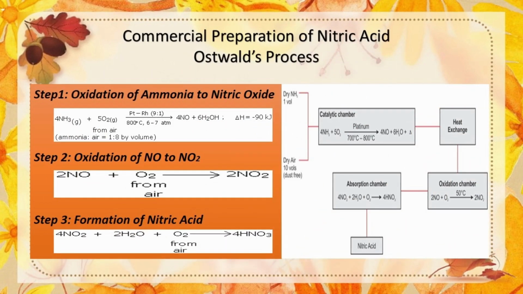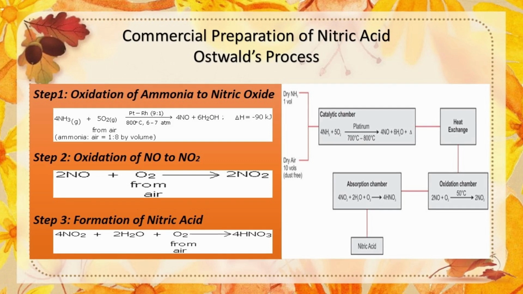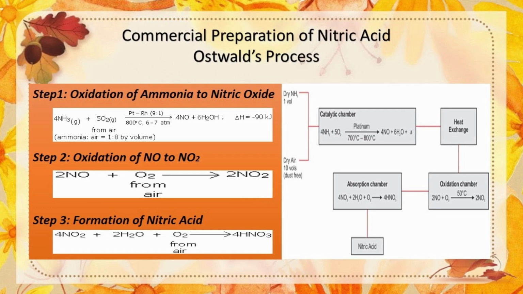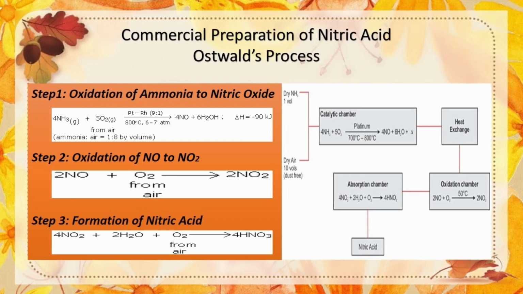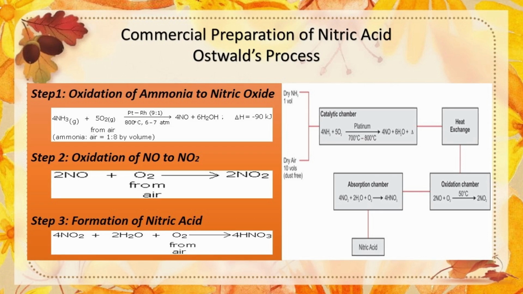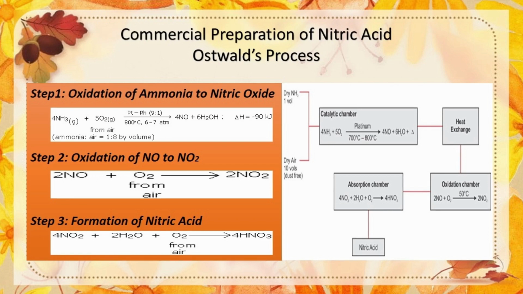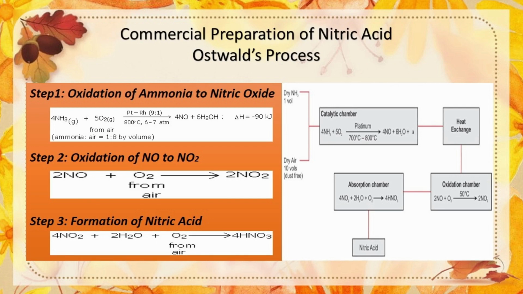Now let's move to the industrial preparation of nitric acid. On industrial scale, nitric acid is produced through the Ostwald process. In this process, the conversion of ammonia to nitric acid is done through the following steps. In the first step, oxidation of ammonia to nitric oxide takes place. Ammonia is oxidized by air at 800 degrees Celsius in the presence of platinum catalyst to yield nitric oxide.